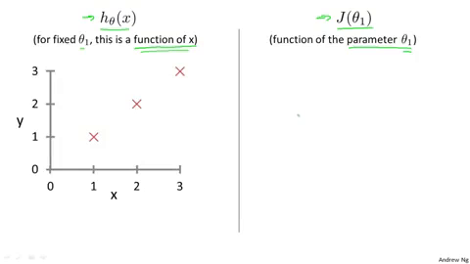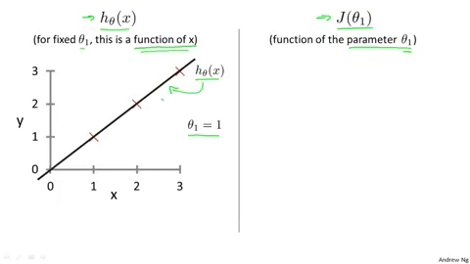Let's start with the hypothesis. On the left, let's say here's my training set with 3 points at (1, 1), (2, 2), and (3, 3). Let's pick a value of theta 1. So I'm going to set theta 1 equals 1, and if that's my choice for theta 1, then my hypothesis is going to look like this straight line over here. And I want to point out, when I'm plotting my hypothesis function, my horizontal axis is labeled x, the size of the house over here. Now, I've temporarily set theta 1 equals 1.